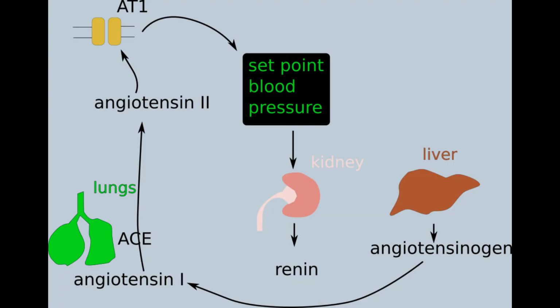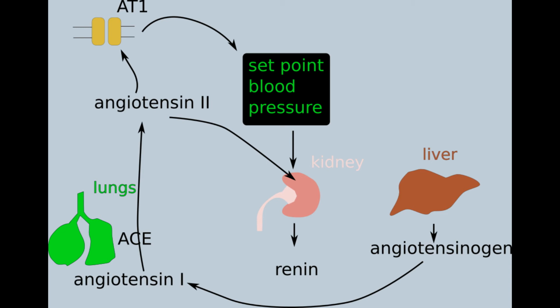AT1 receptors in the proximal convoluted tubule of the kidney cause increased activity of the sodium proton exchanger. This increases sodium reabsorption, and because water follows salt, it increases blood volume and hence mean blood pressure.